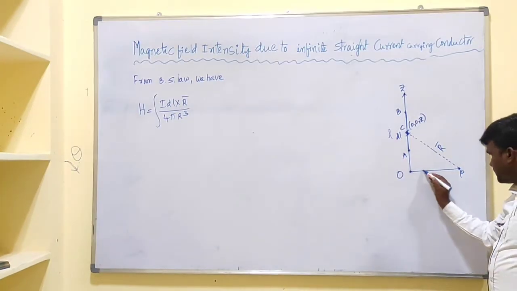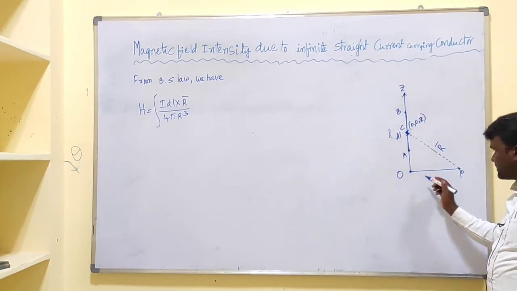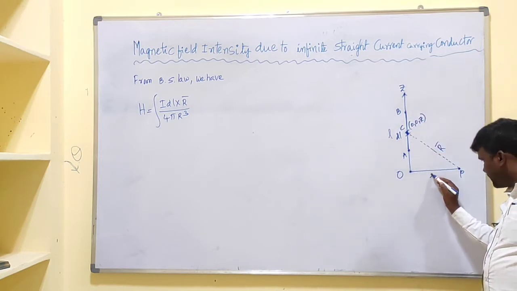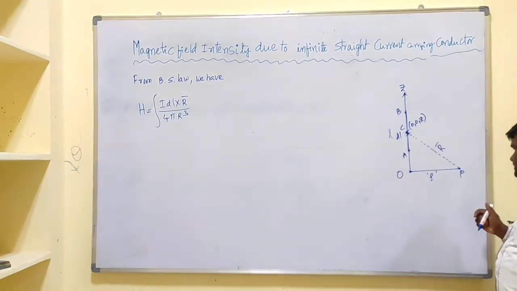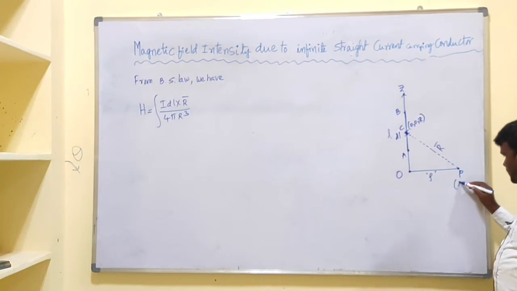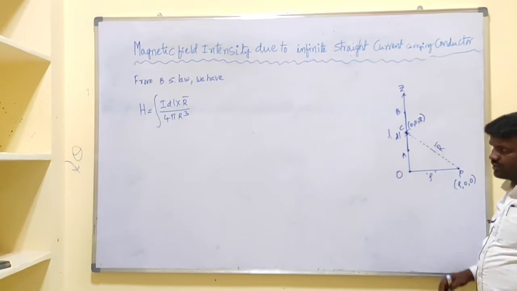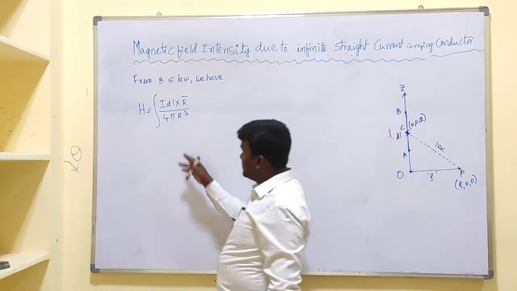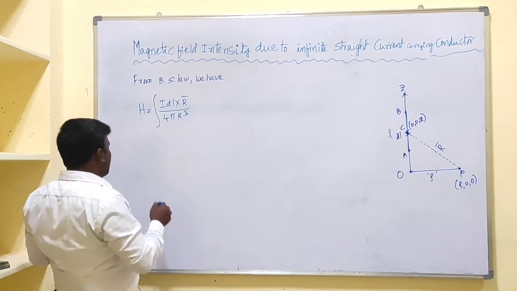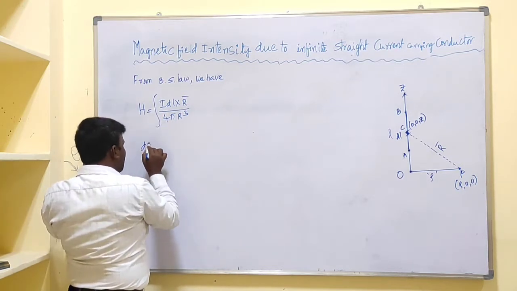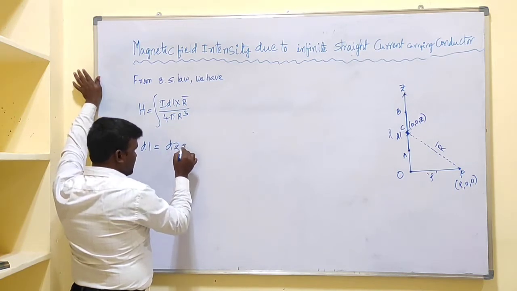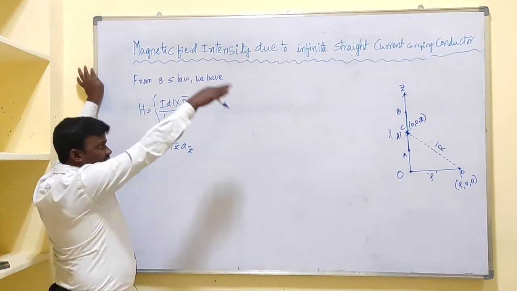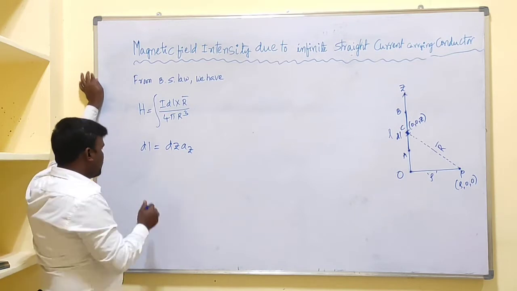And what about this one? This is a perpendicular distance from the z axis. This can be taken as rho. Rho is the radial distance, or perpendicular distance from the reference axis. In cylindrical coordinates, this point is rho, 0, 0, and the source point is 0, 0, z. The current element is placed along the z axis, so dl can be taken as dz az, differential length along the z axis.